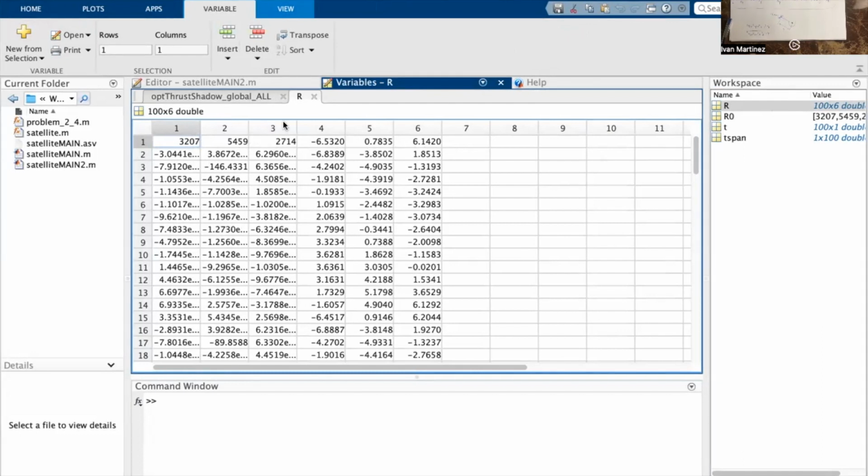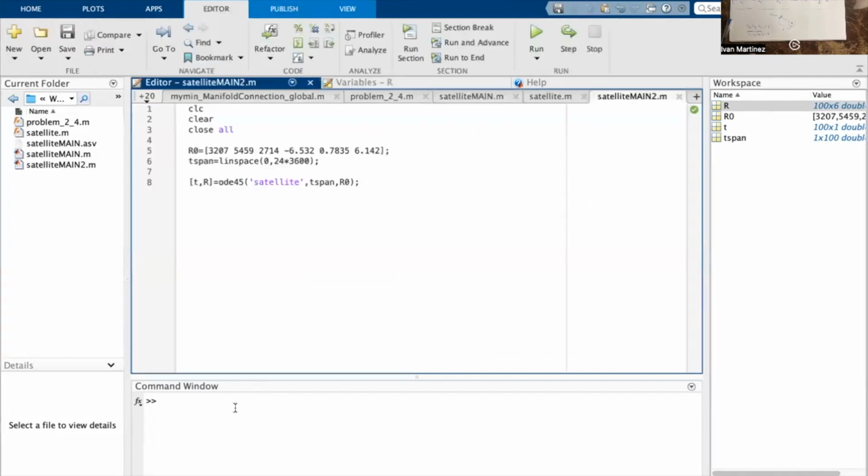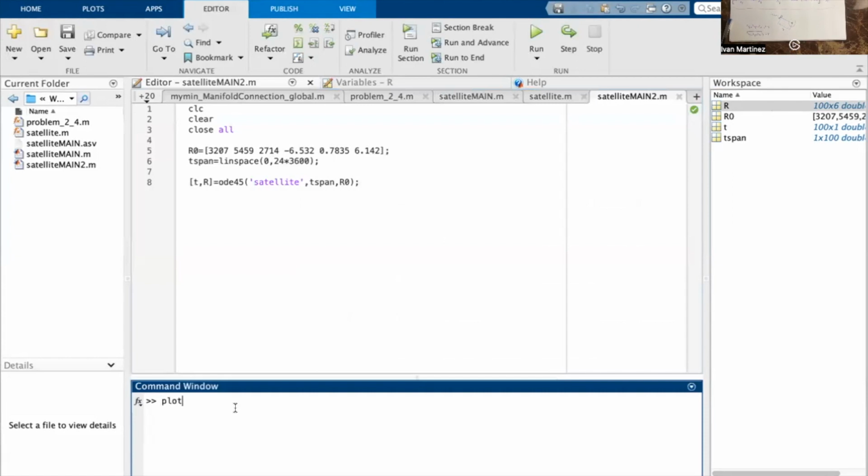Third, all the z's. Fourth, all the velocities x. Fifth, all the velocities y's. And sixth, all the velocities z. So let's do a plot just to see how it looks.